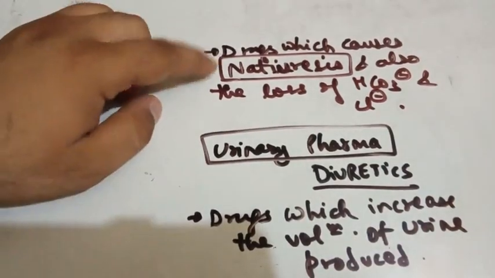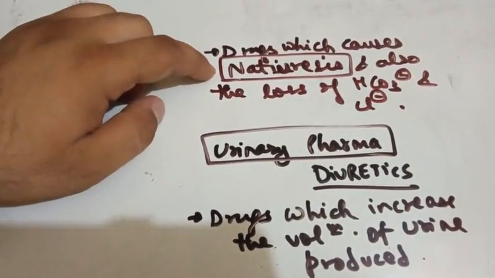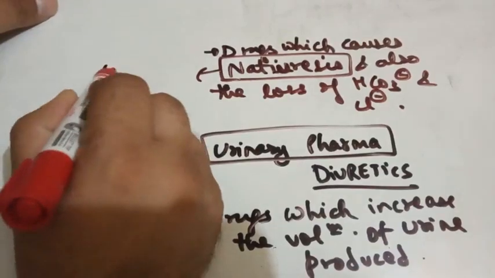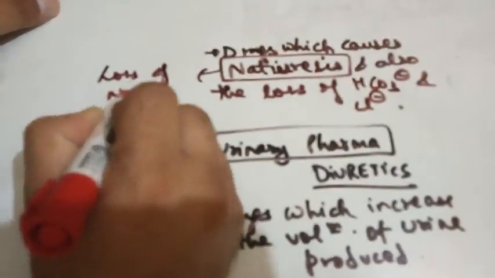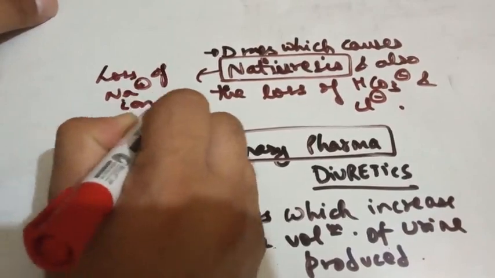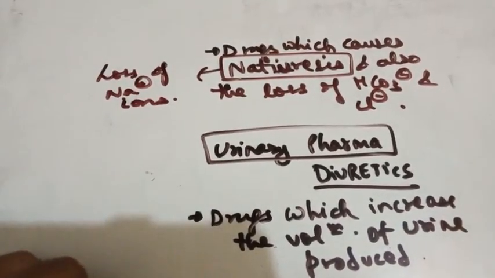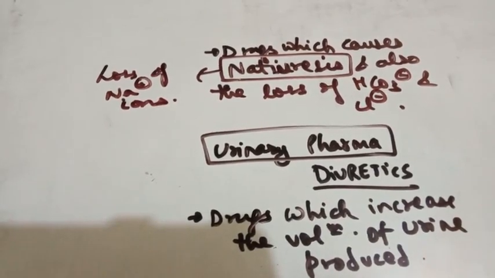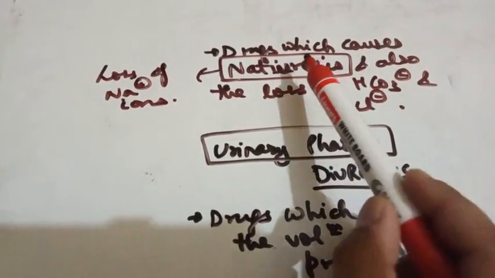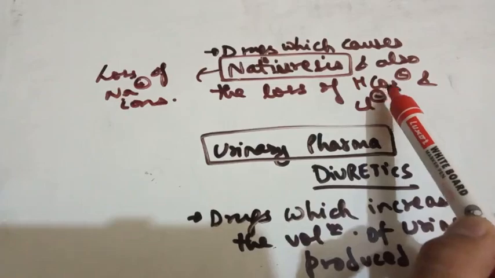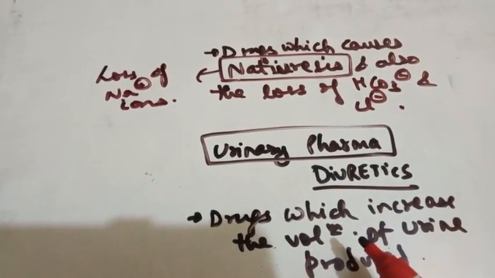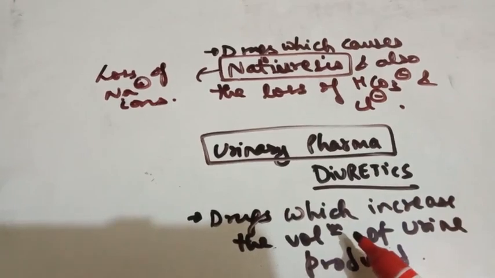So the question arises: what is natriuresis? Natriuresis is the loss of sodium ions. So in a nutshell, we can say the drugs which cause natriuresis and a loss of HCO3 and chloride ions, and thus increase the loss of water, and thus the volume of urine produced, are called diuretics.